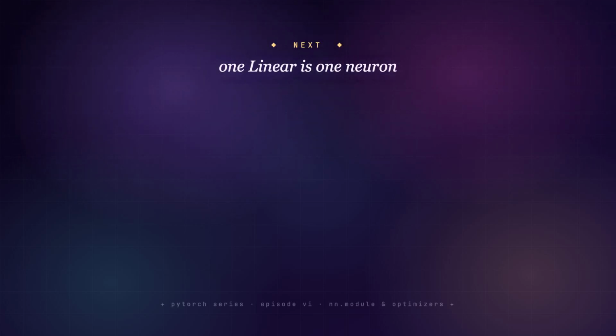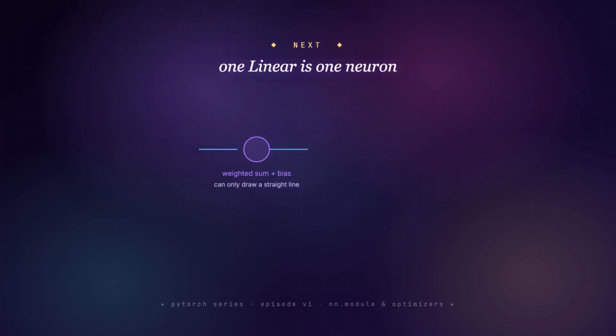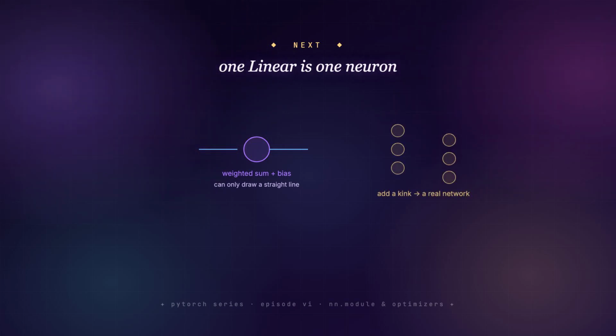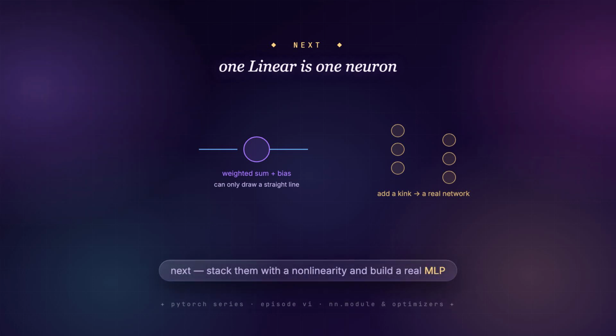So that's the grown-up loop. One quick teaser before the code. A single nn.Linear is quite literally one neuron. A weighted sum plus a bias. It can only ever draw a straight line. Next episode we stack a few of them, add a little kink between them, a non-linearity, and suddenly we've got a real network that can bend. That's the MLP on real data.